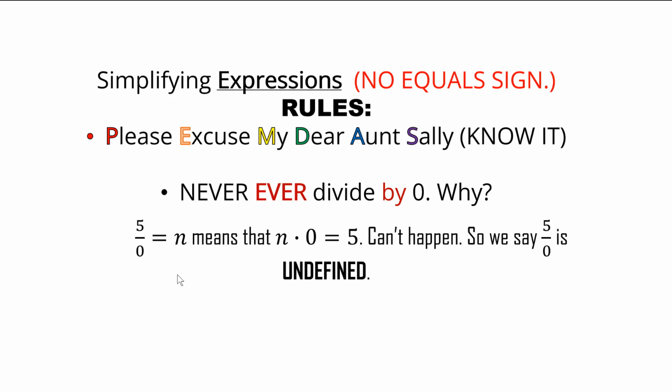So 5 over 0 equals n. That can't happen, because what that equation means is that n times 0 is 5. I mean, if you multiply both sides by 0, you get n times 0 equals 5, and nothing times 0 can be 5. Anything times 0 is 0. So we would say that something over 0 is an undefined quantity, all right?